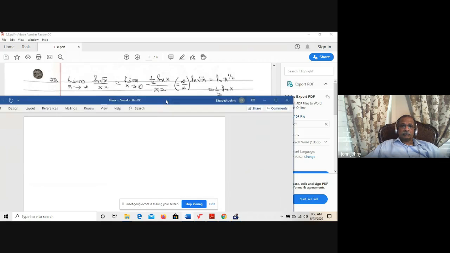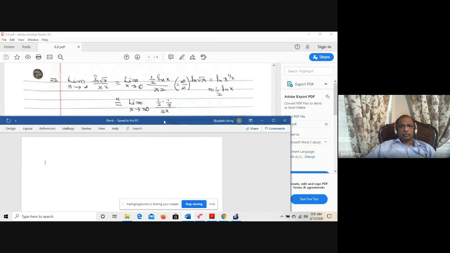Number 22. Limit x approaches infinity, natural log of square root of x divided by x squared. A property of logarithm: if there is an exponent, that exponent comes to the front. Natural log of square root of x is natural log of x to the 1/2. 1/2 comes to the front, so that is 1/2 times natural log of x divided by x square. Natural log of infinity is infinity, divided by infinity square.